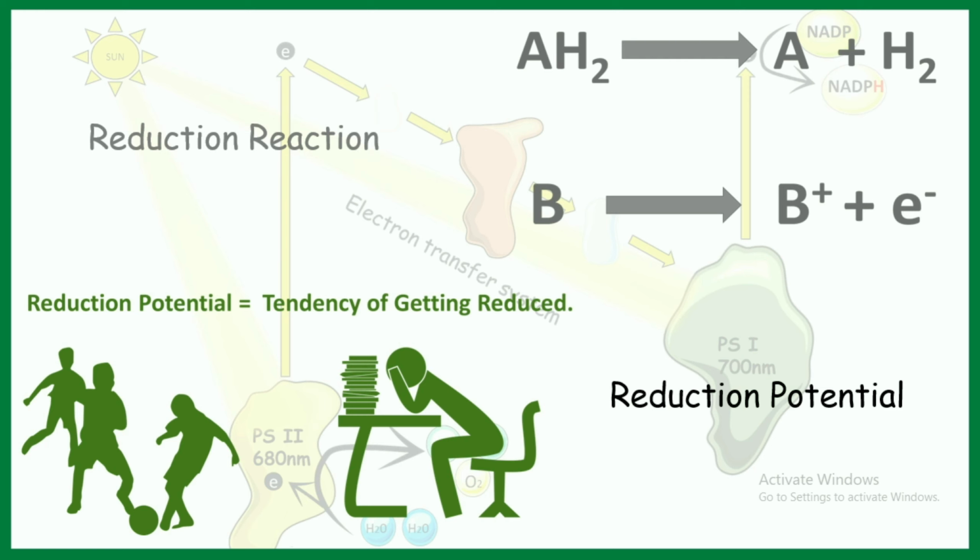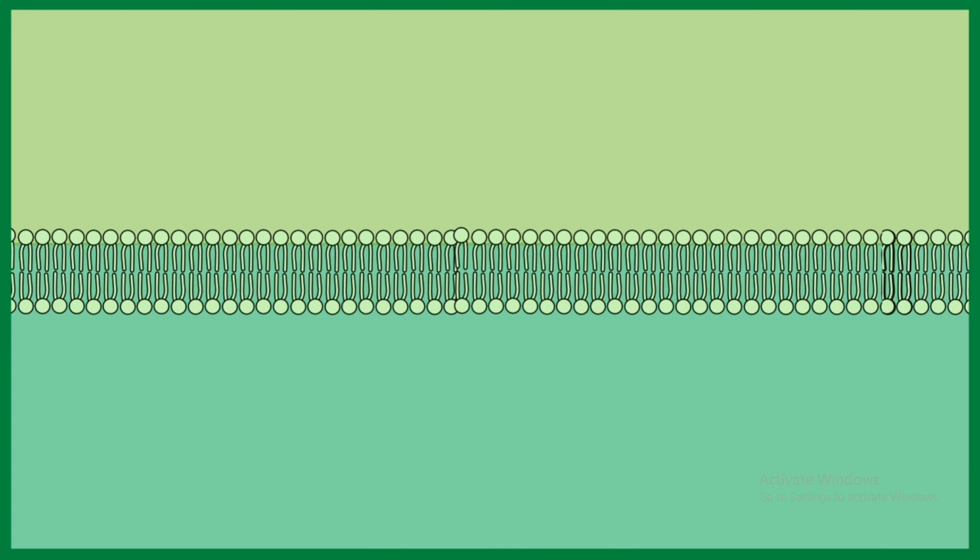Now, equipped with the knowledge of reduction potential and the concept of oxidation reduction, we can move on into the actual process of Z-scheme. To understand Z-scheme, we have to understand where Z-scheme takes place. Z-scheme takes place on the membrane of thylakoid, a structure present within the chloroplast of plant cells. Now, let's take up a membrane, and let's assume that this membrane is the thylakoid membrane.